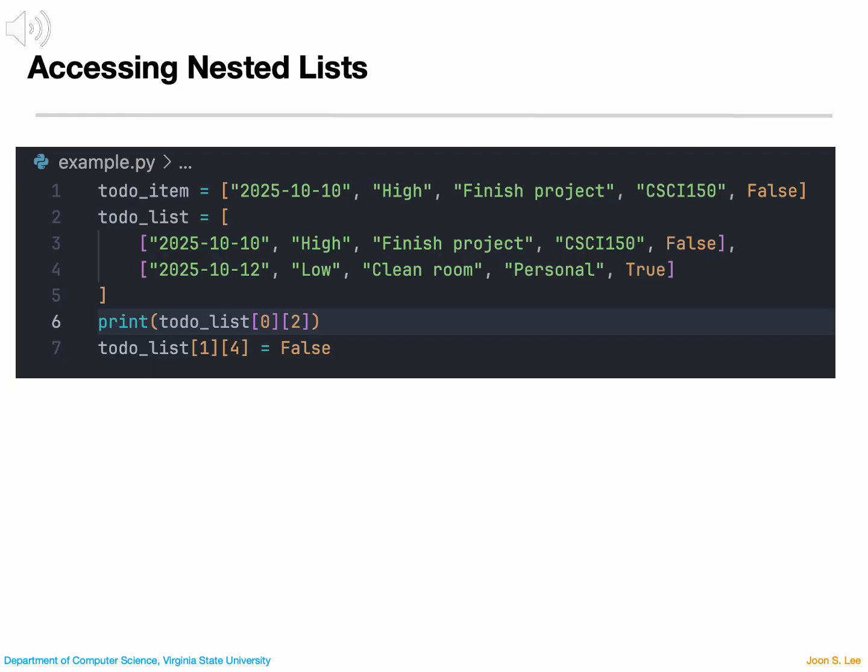Line 7 shows how we modify data too. Here we're saying go to the second task at index 1, then access the fifth element at index 4, which is the completed status, then we set it to False. So we just changed the second task from completed to not completed.